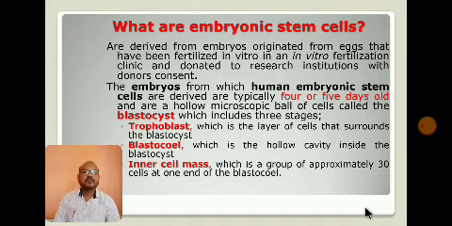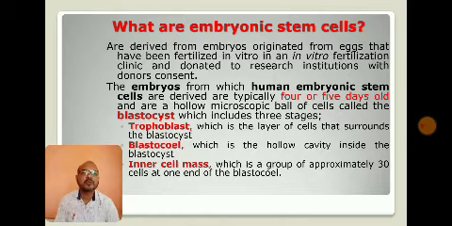Then what are embryonic stem cells? They are mainly derived from embryos organized from eggs that have been fertilized in vitro in an in vitro fertilization clinic and donated to a research institution with donor consent. The embryos from which human embryonic stem cells are derived are typically 4 or 5 days old and are a hollow microscopic ball of cells called the blastocyst, which includes 3 parts. These are the trophoblast, blastocoel, and inner cell mass.